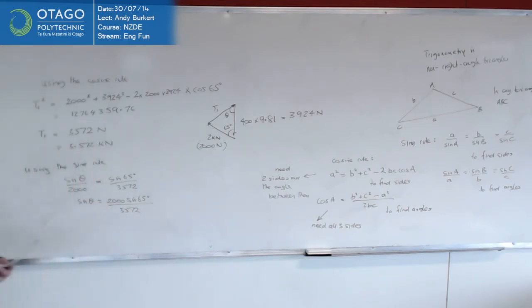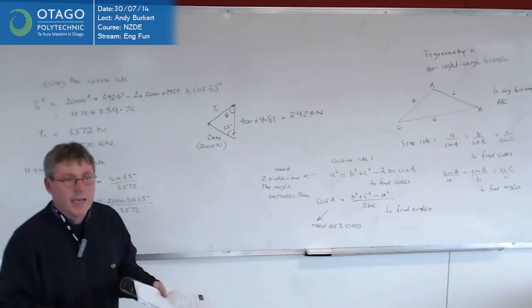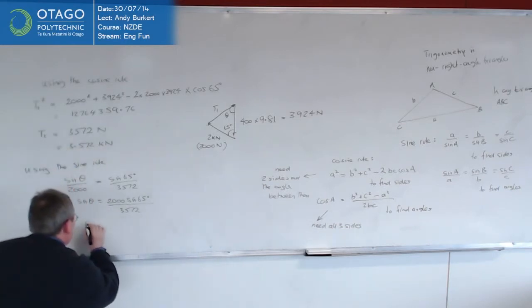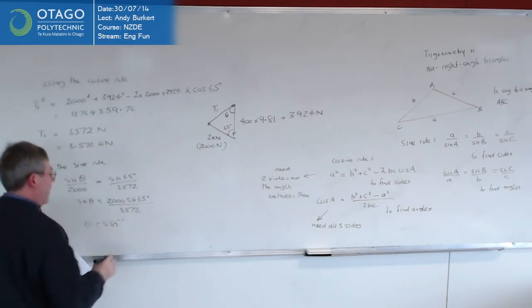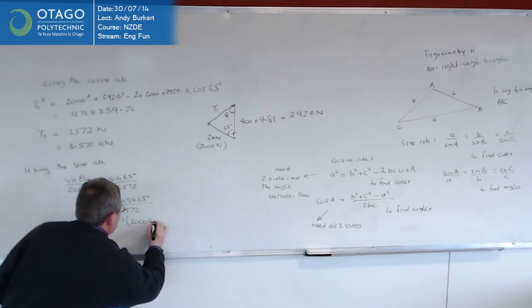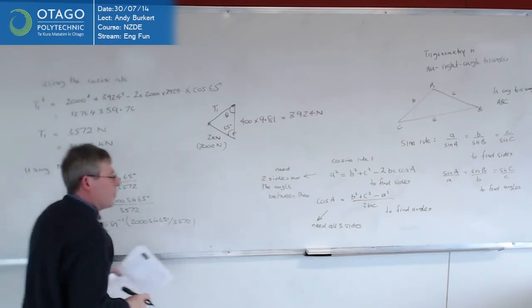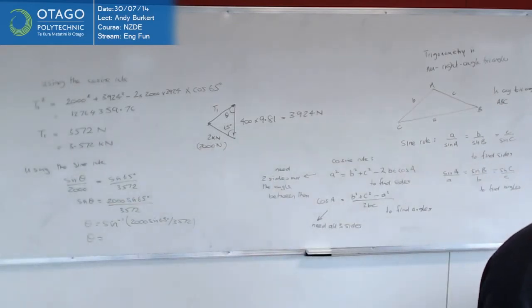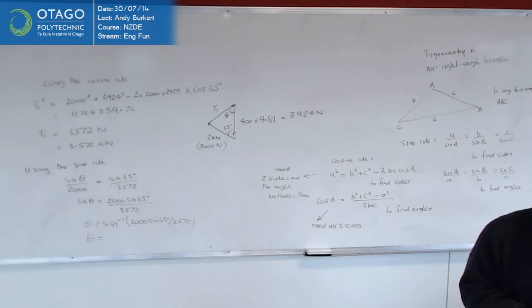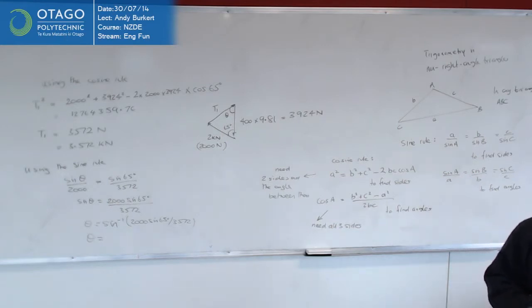And how do you go from a sine, a cosine, or a tangent of something back to the angle? Inverse, yeah, great. So theta is going to be the inverse sine of all of that. And we can do that on our calculator. So we bring up shift sine to bring up inverse sine in the open brackets. 2000 sine 65 divided by 3572. And we get 30.5 degrees.